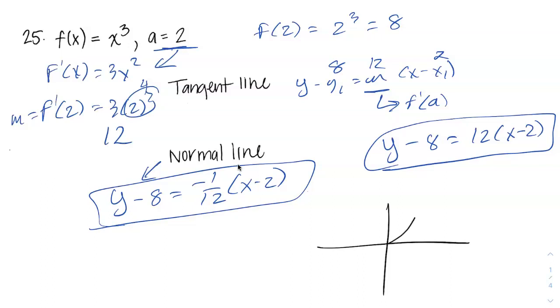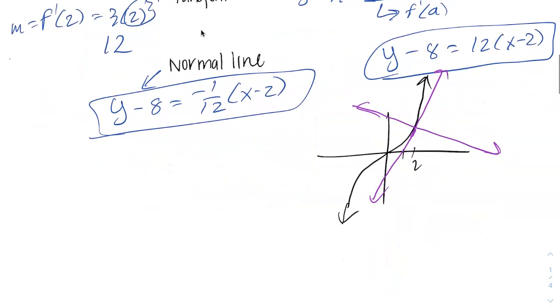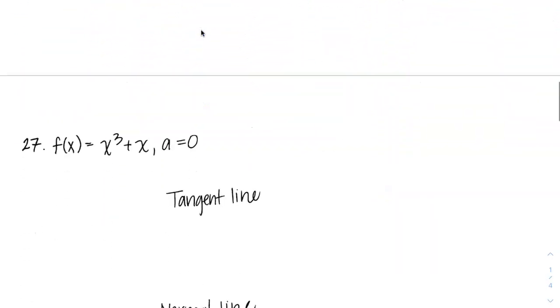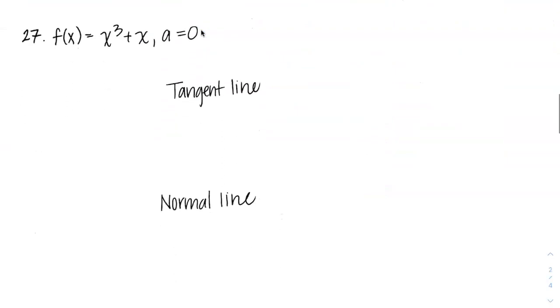If I want to graph this, again, we're just doing a quick sketch, nothing crazy. X cubed looks like this. It's kind of like a parabola where the other side goes down. And then at 2 again, we have a tangent line that hits at one spot, and then a perpendicular line, the normal line. So something to that effect. Next one, more of the same.